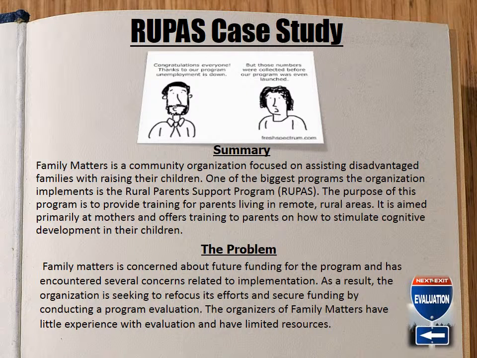The primary purpose of the RUPAS program is to assist parents in rural areas with stimulating their children cognitively. The program directors for Family Matters are seeking to complete an evaluation on the program that is cost-effective and appropriate for leadership that is not familiar with the evaluation process.